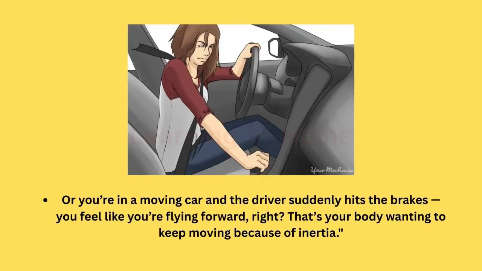The second example is a moving car. Imagine you are riding in a car and everything is going smoothly. Suddenly, the driver hits the brakes. What happens? Your body moves forward. That's inertia again. Your body wants to keep moving at the same speed the car was moving. But the car stops, so unless your seatbelt stops you, you would keep flying forward. Inertia is why we wear seat belts, to protect us from our own body's motion when the car stops suddenly.